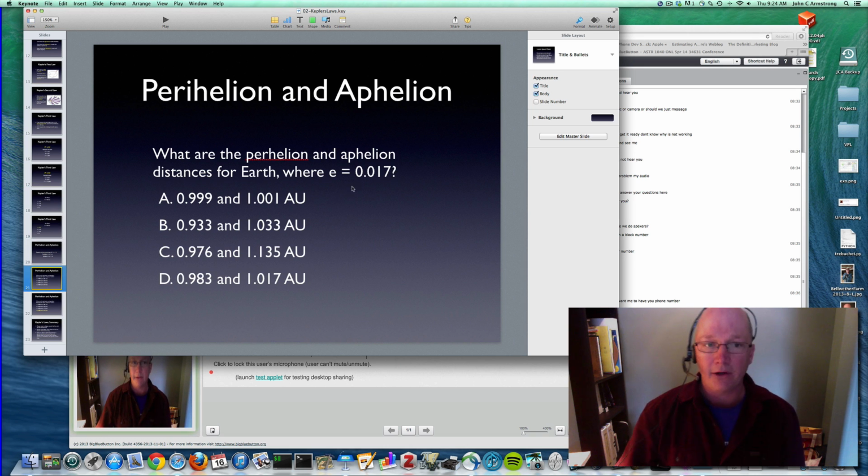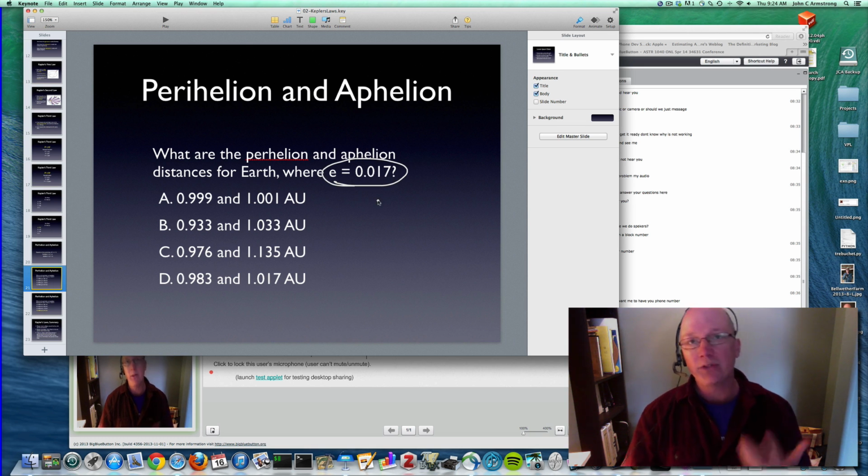Let's do this for the Earth. Now the Earth is primarily circular, right? But it does have a small ellipticity. It has a small eccentricity of 0.017. I'm using the words ellipticity and eccentricity interchangeably, but the technical term is eccentricity.